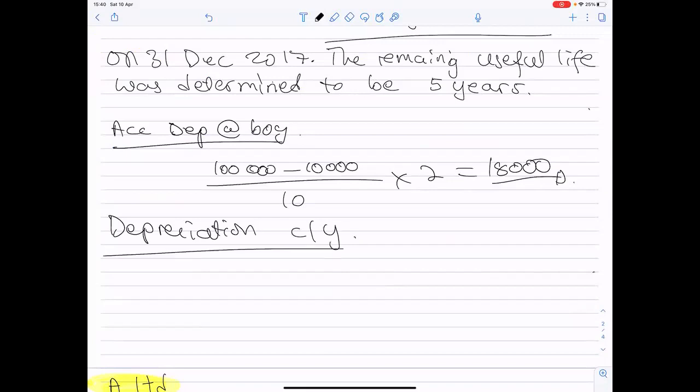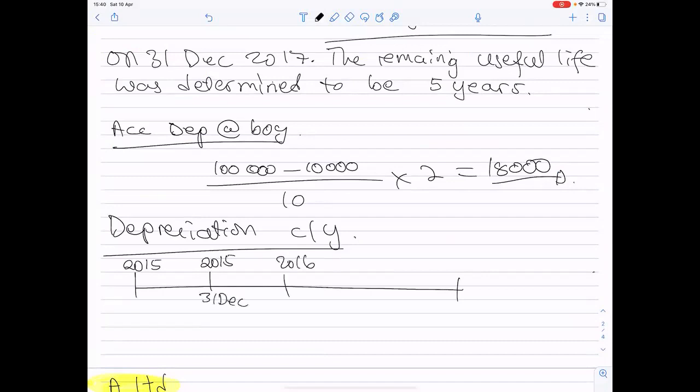Now, how are we going to calculate the depreciation in the current year? So, what you do, good people, is to check. We have got the year 2015, January. This is the one, December 2016, 2017.